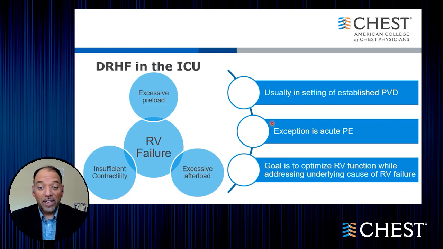Now, the exception to this idea of established pulmonary vascular disease as the predisposing comorbid factor causing RV failure is the case of acute pulmonary embolism. Again, we will discuss acute PE in chapters 2 and 3 of this talk. The goal, which is easier said than done in this condition, is to optimize the RV function while addressing the underlying cause of RV failure.